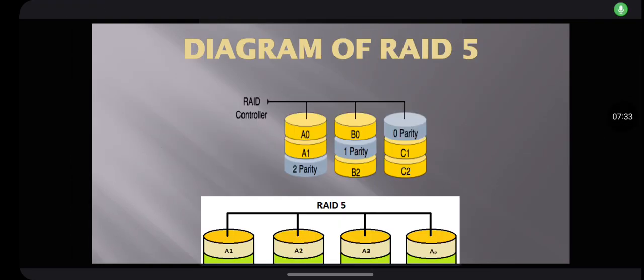See the diagram of RAID 5. In RAID 5, the parity information is distributed among all the disks. As you see, each disk not only stores data blocks but also parity for other blocks. This avoids overloading a single parity disk and improves performance while still maintaining fault tolerance.